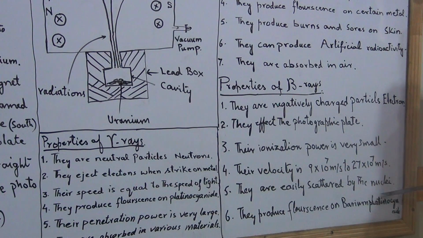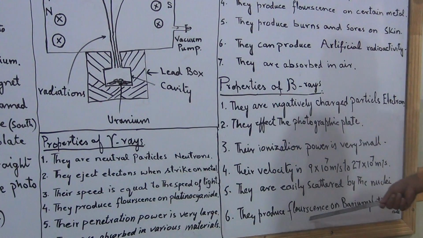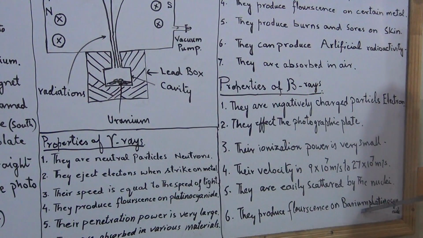Number five, they are easily scattered by the nuclei, meaning when they strike the nucleus, they are scattered here and there. Number six, they produce fluorescence on barium platinocyanide. Barium platinocyanide is a compound consisting of barium and cyanide. So when they strike this metal, it produces shine, it produces fluorescence.